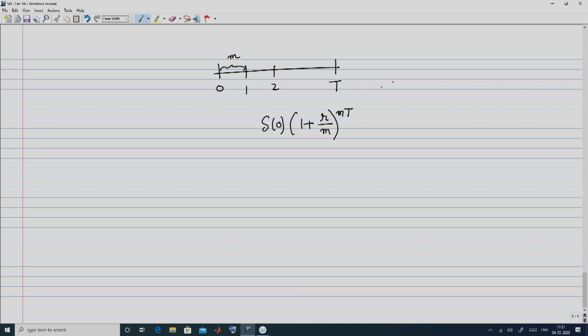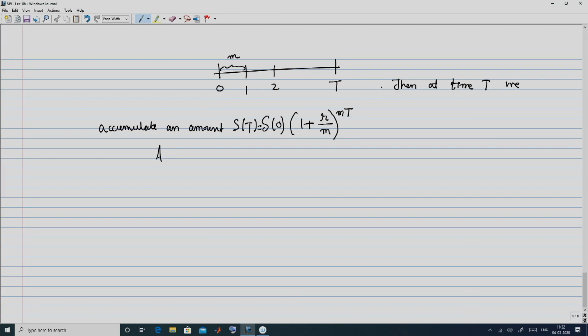So, then I can make the statement that at time capital T we accumulate an amount given by S of t is equal to S naught into 1 plus R by m raised to m t. Now, if I want to do continuous compounding, this means that you are basically having the interest being calculated on a continuous basis. So, this means that I will take m tends to infinity for continuous compounding. What do you get?